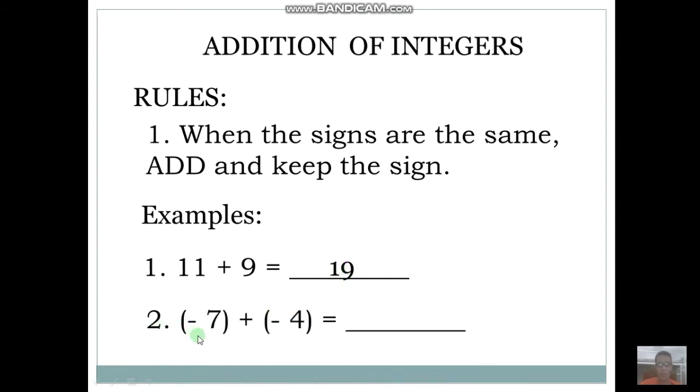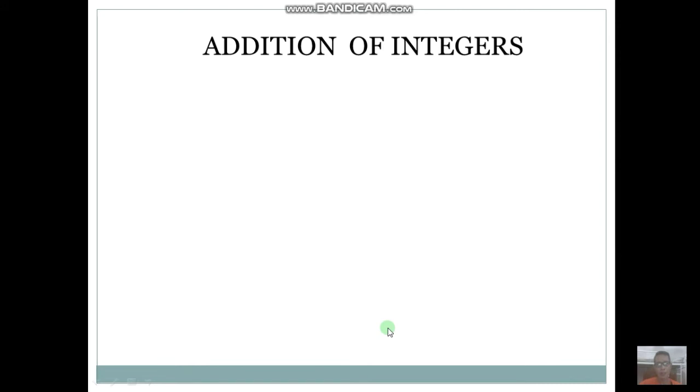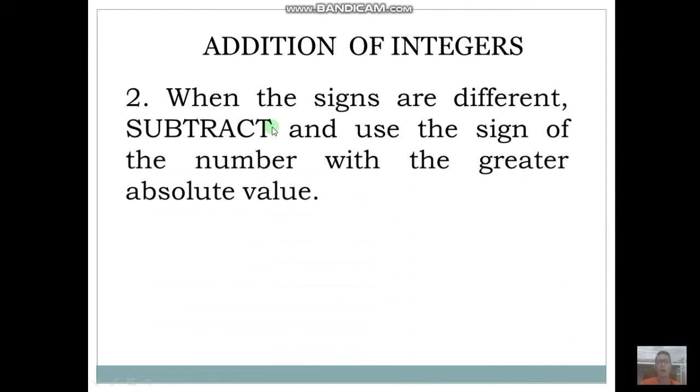Then for number 2, negative 7 plus negative 4. Both integers are negative, so we will do the same. Parehas yung sign, so we will do the addition. We will add the numbers and then copy the sign. Ito yung sagot, negative 11. So we copy the sign and then we add the numbers. Ito po yung ibig sabihin ng rule number 1 for addition of integers. Punta tayo sa rule number 2.